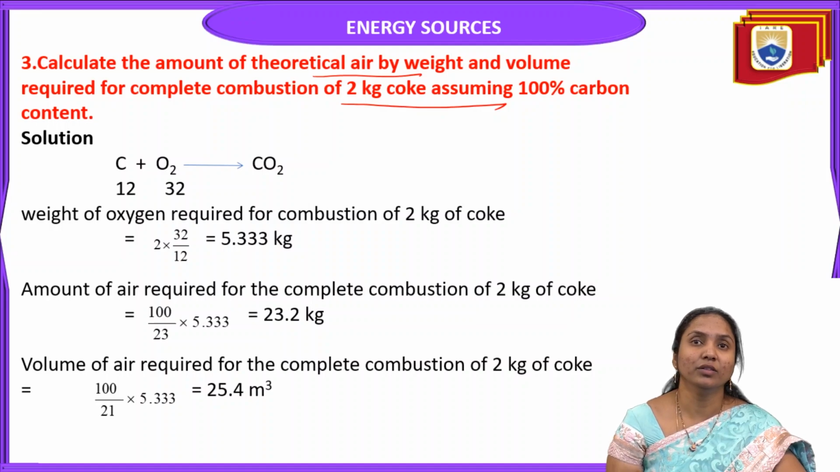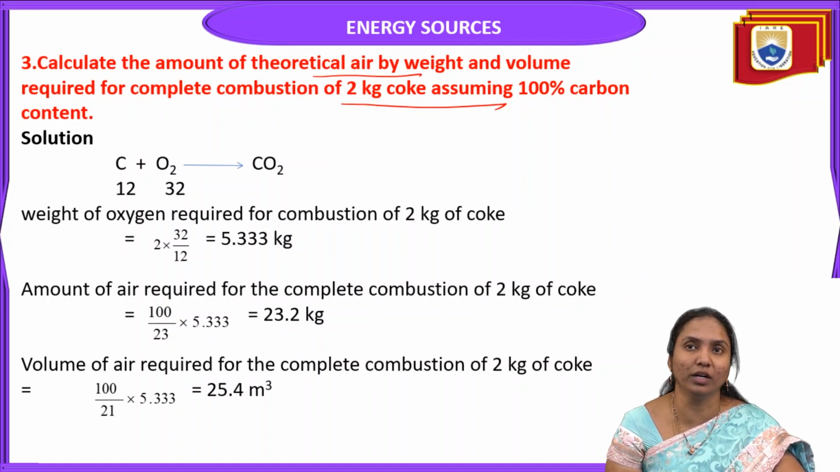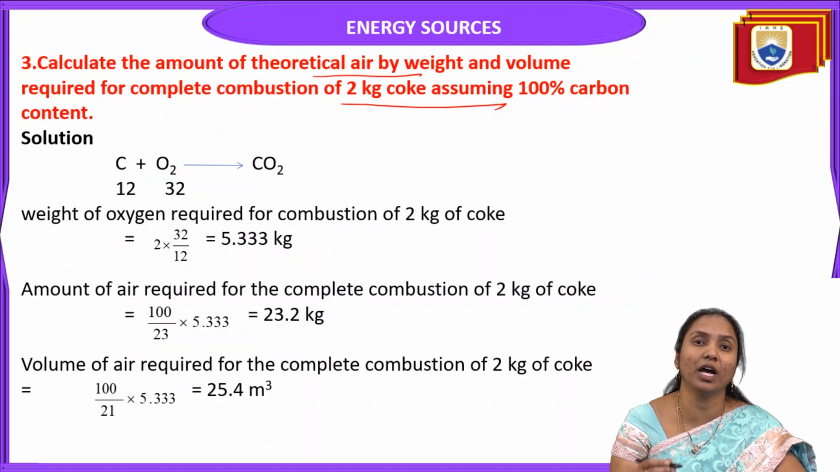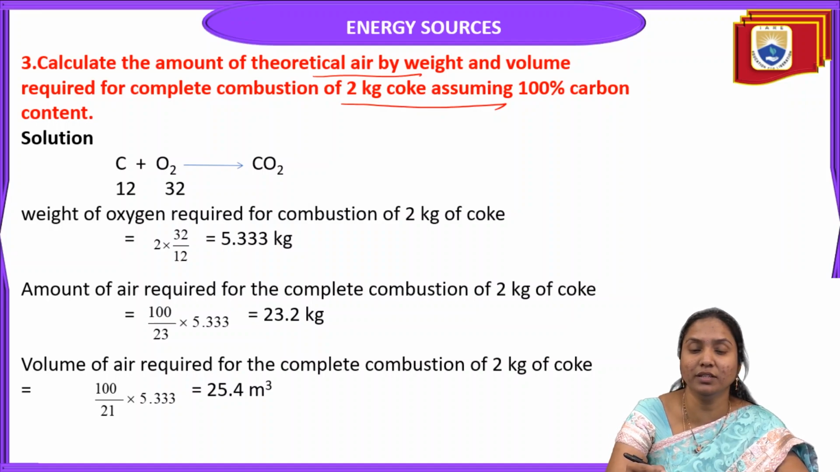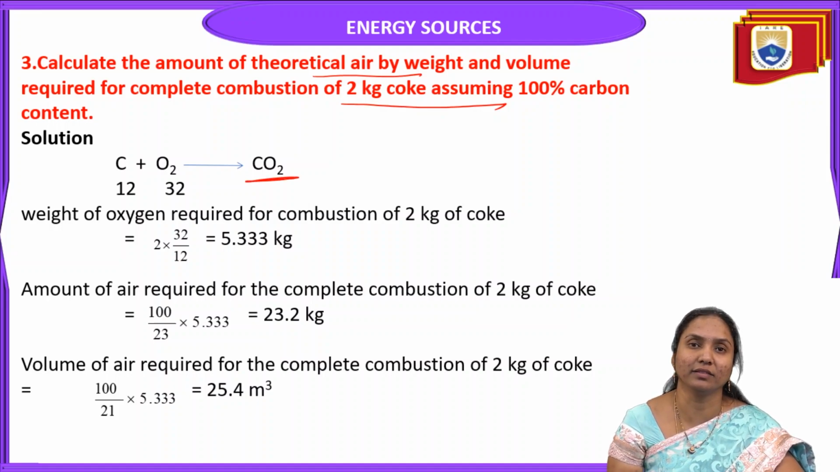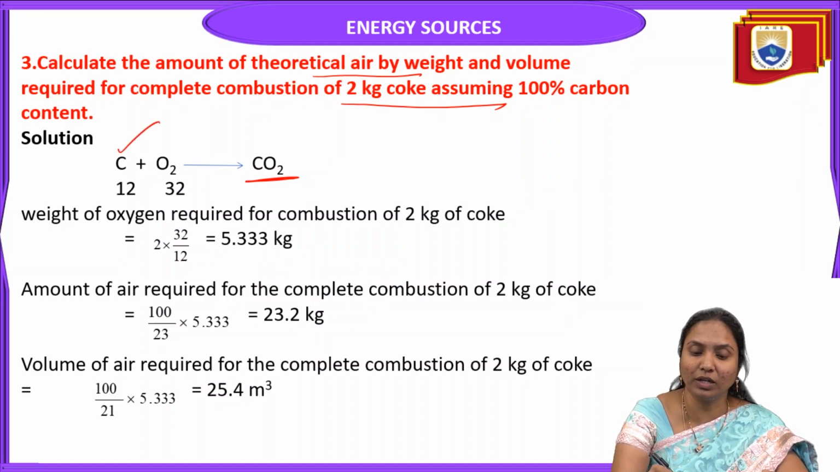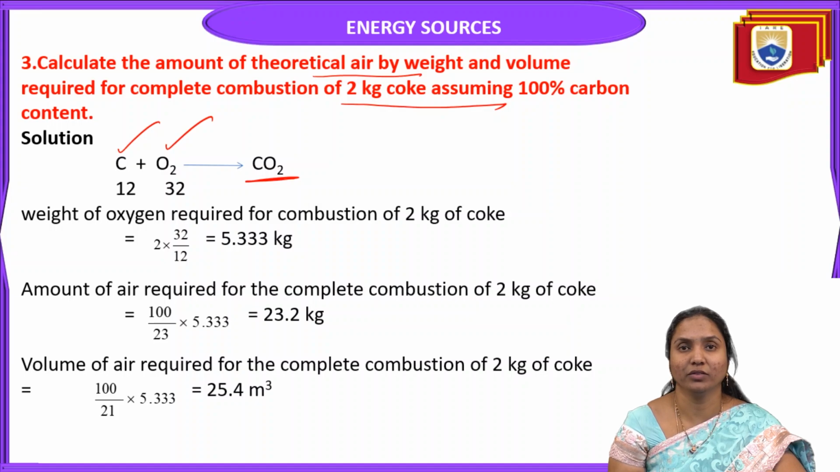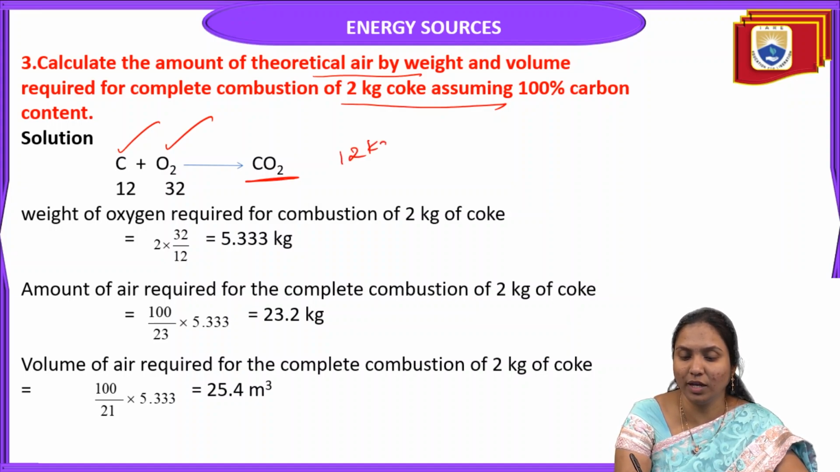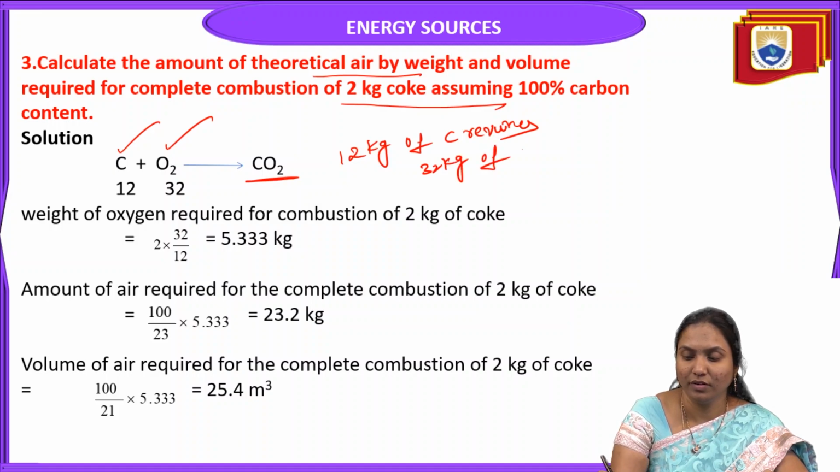We can write here, for complete combustion of 2 kg of coke, you are assuming 100% carbon content. So your solution is: what is the reaction if carbon is present in the fuel? Carbon reacts with oxygen and gives the combustion product carbon dioxide. So here 12 kilograms of carbon requires 32 kilograms of oxygen.